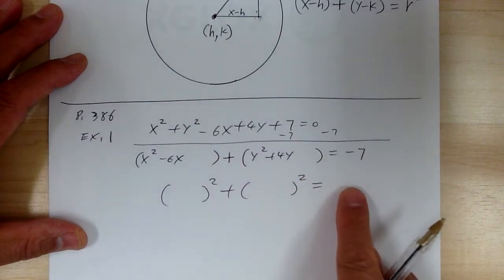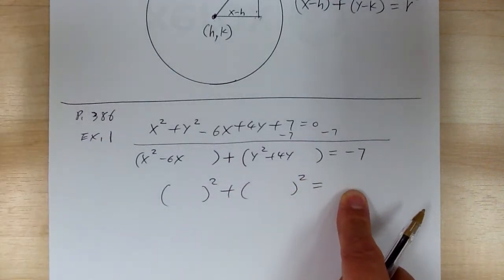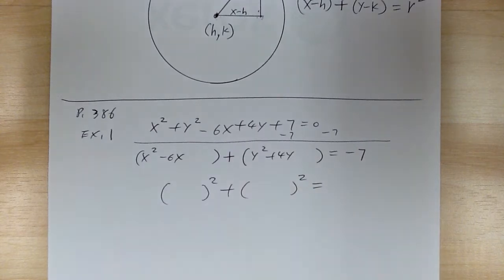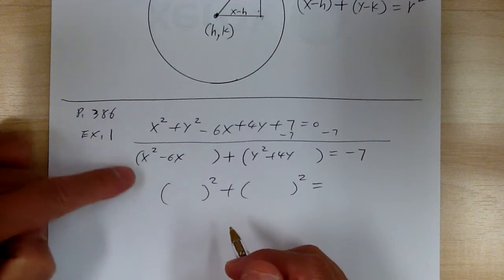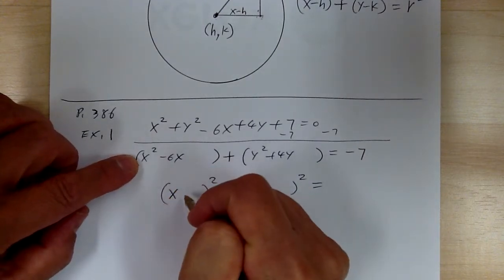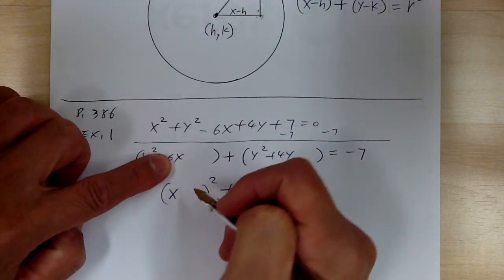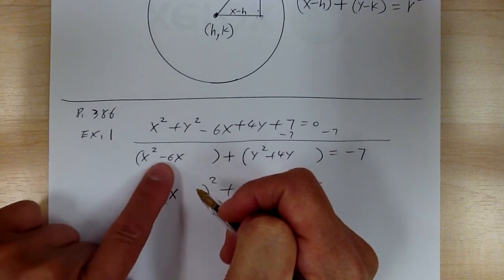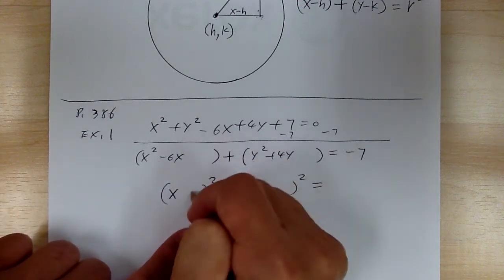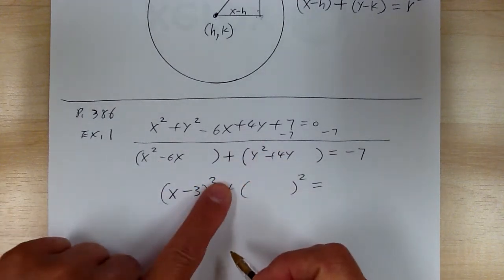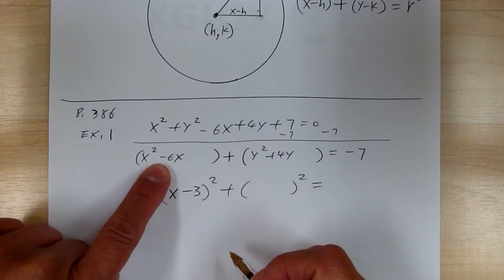Now don't write any number over here yet. Don't write anything over here. You're going to wait. Now what you're going to do next is complete the square. So you're going to need to get x. Now this number is always half of this one. So it'll be minus 3, because 2 times negative 3 times x will give you minus 6.